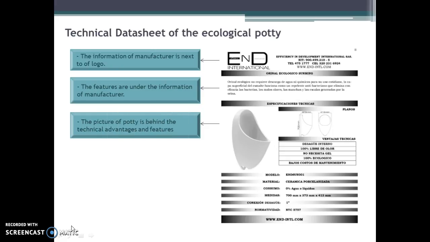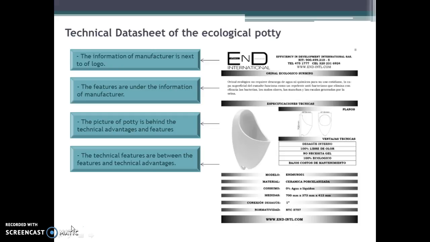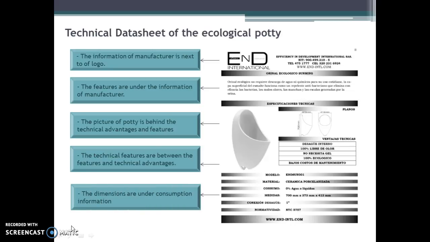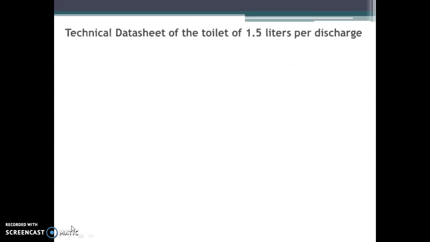The picture of the putty is behind the technical advantages and features. The technical features are between the features and technical advantages. The dimensions are under the consumption information. This is a description of a product.